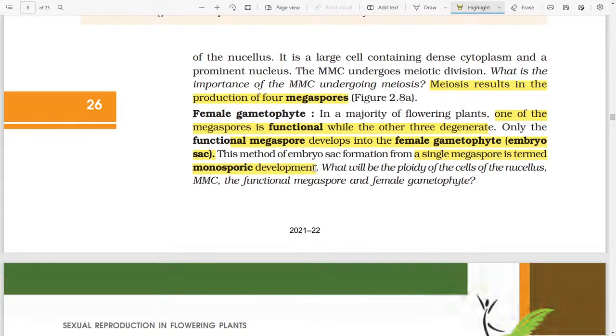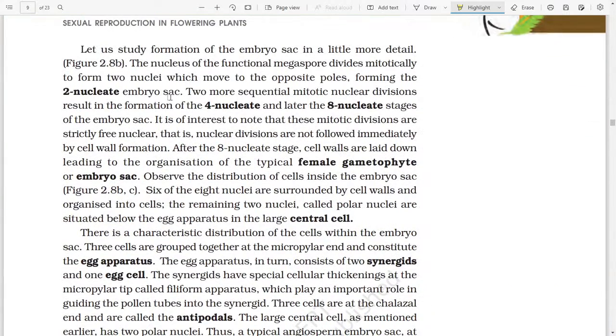What will be the ploidy of the nucleus of the MMC, the functional megaspore, and the female gametophyte? The MMC nucleus will be 2n, the functional megaspore will be n, and the female gametophyte will be n. Let us study the formation of the embryo sac in a little more detail. Figure 2.8b. The nucleus of the functional megaspore divides mitotically to form two nuclei, which move to opposite poles, forming the two-nucleate embryo sac.